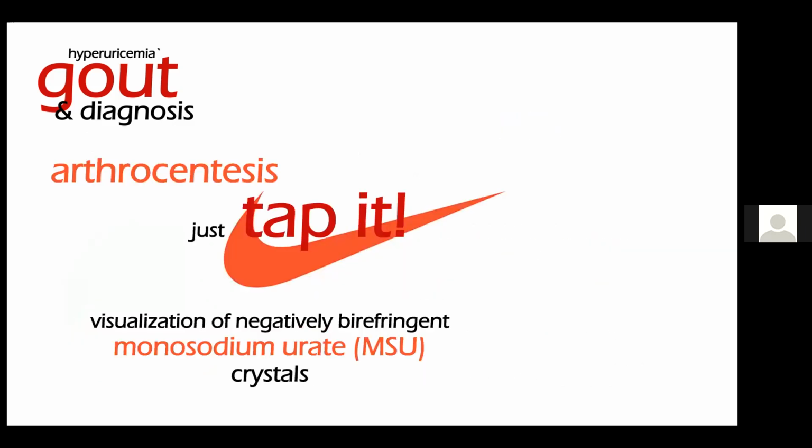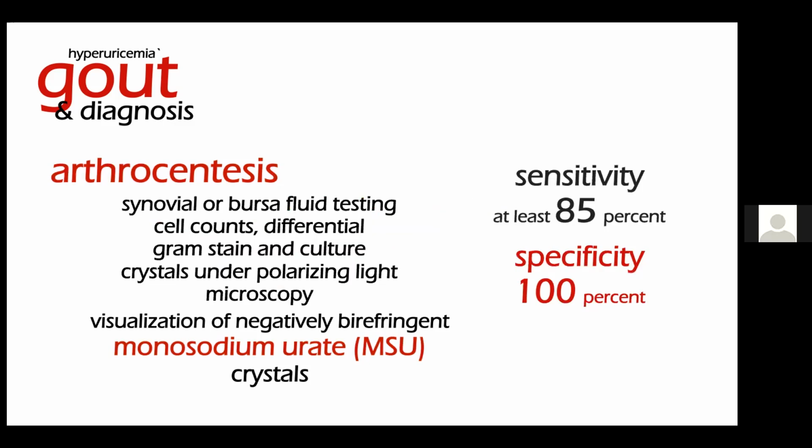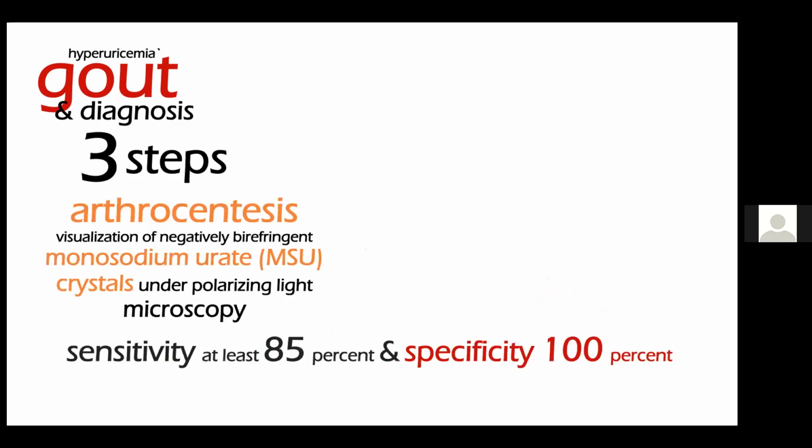As we said again last time, whenever we can, and it is a skill that we need to learn, let's be able to put the needle in that joint so that we can identify crystals of monosodium urate, because when we get the crystals, we know that it is 100% specific and almost 90% sensitive when it comes to gout, so that we know exactly what we are treating.